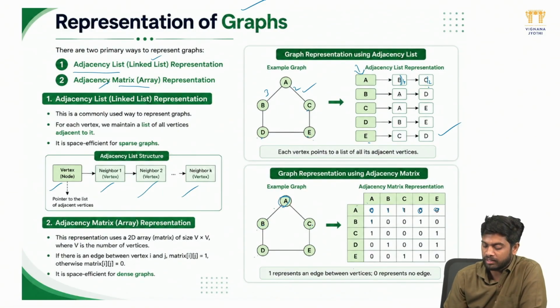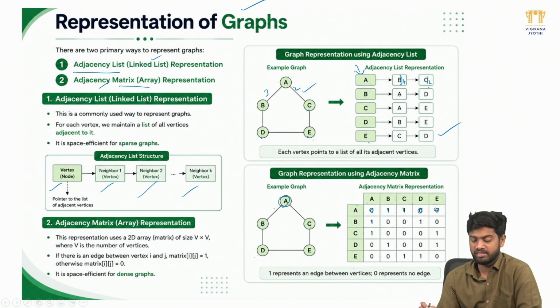Like this, consider from C, like this consider from D, like this consider from E. If there is a path between two vertices, that could be represented with 1. If there is no path, that could be represented with 0. Graph representation like this is defined as the adjacency matrix representation of a graph.